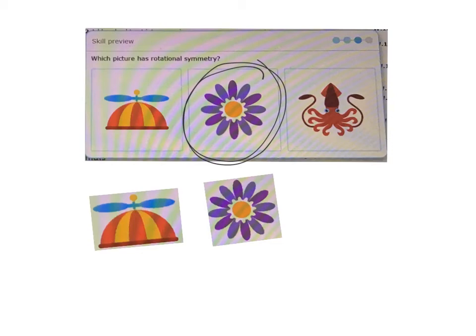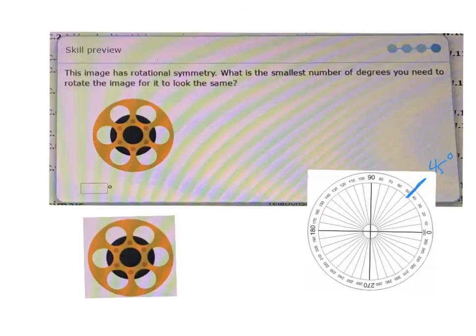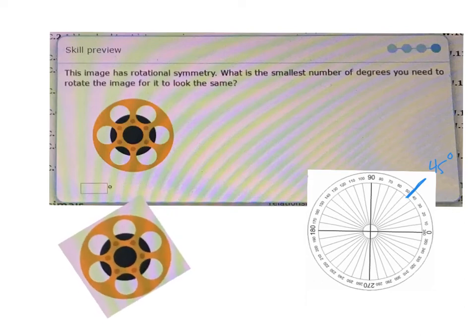Oh, no, there's one more example I'm going to add actually. In this last example, they say, this image has rotational symmetry. Yeah, I can tell by looking at it. What is the smallest number of degrees you need to rotate the image for it to look the same? So what they mean is, if I turn it just a little bit, that does not match up here because now I have a circle at the top and there's no circle at the top there.